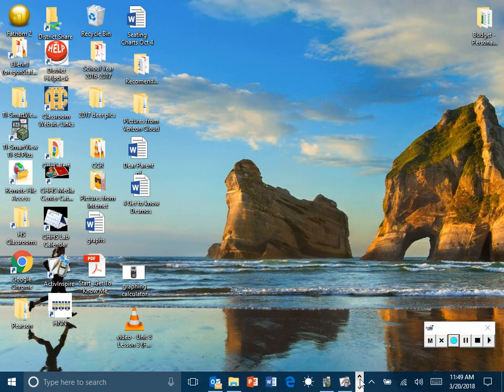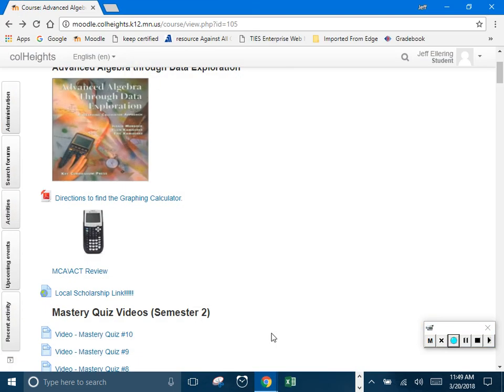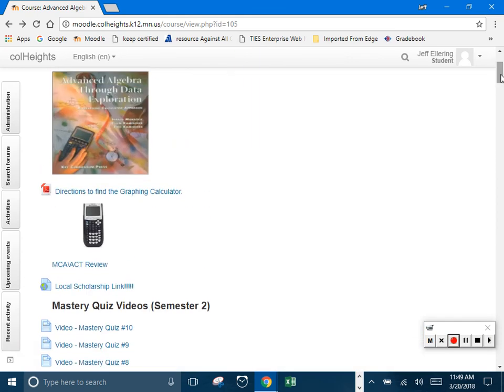Before I do that, however, I want to remind you that you have access to a graphing calculator on Moodle. Go to the Moodle site, click on the calculator. Up above are the directions if you forgot how to get to it. Any computer, you should be able to access it. I also want to point out that below the calculator we have MCA ACT review practice.